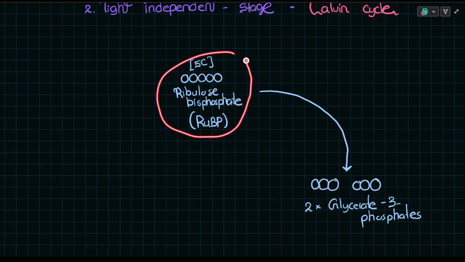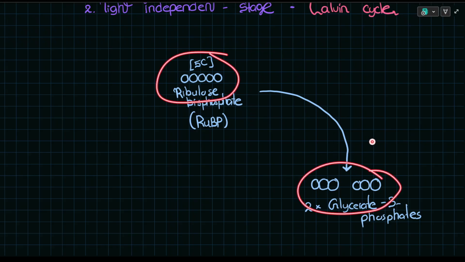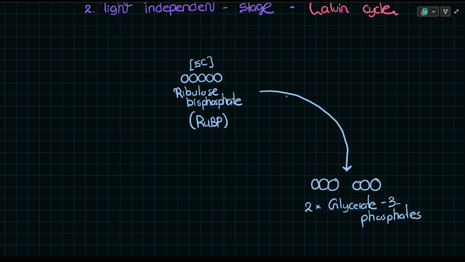Now how can we possibly form a 6 carbon compound? Here's the deal. We form a 6 carbon compound, but this thing is very unstable. That's why it breaks down into two threes. So for us to go from 5 carbons to a total of 6 carbons, in some way, a carbon has to be added.